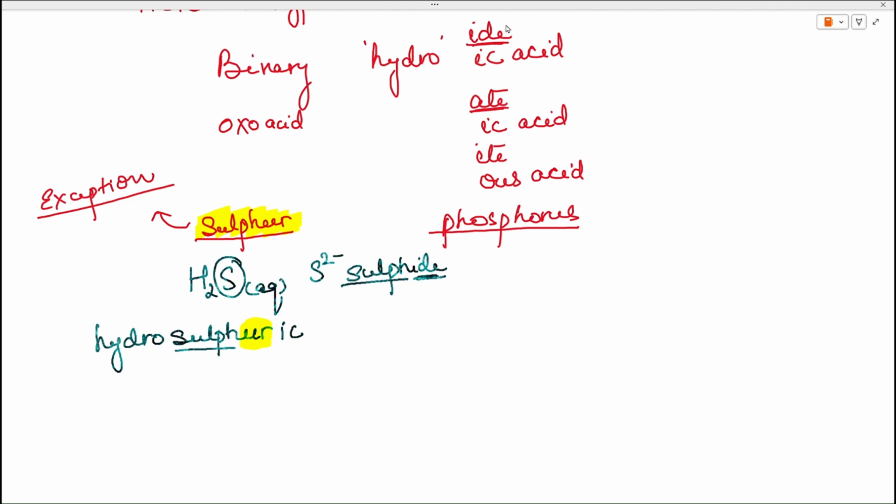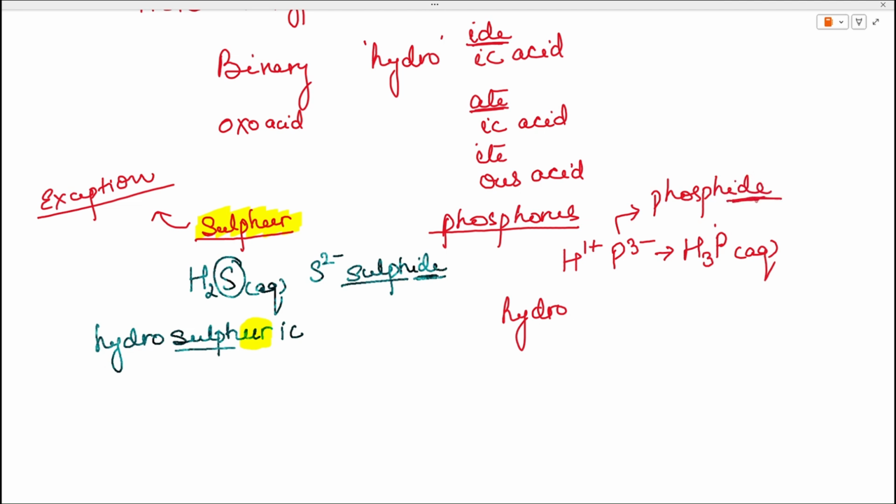The same is the case with phosphorus. So if I make an acid, it's going to be H1 positive with P a 3 negative charge. So this is H3P, again aqueous. So we'll put hydro just because it is not an oxoacid, it is a binary acid. We know that this is phosphide.